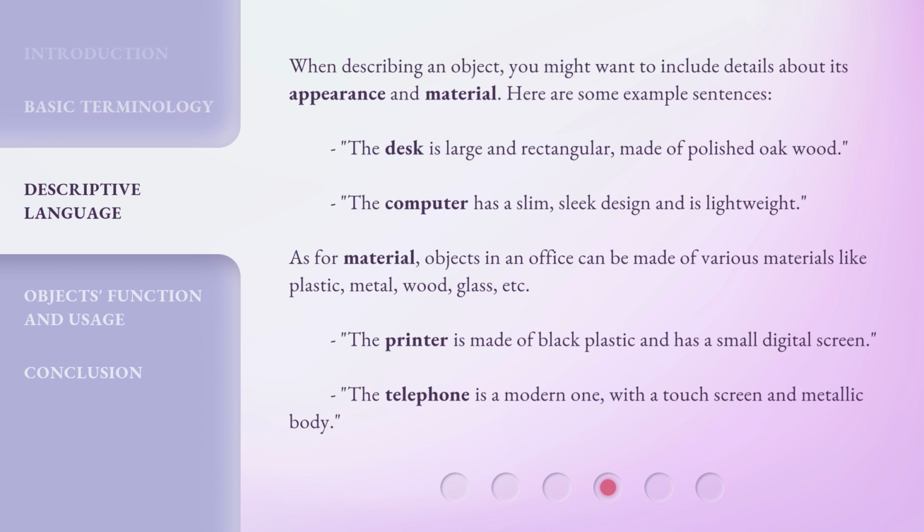As for material, objects in an office can be made of various materials like plastic, metal, wood, glass, etc. The printer is made of black plastic and has a small digital screen. The telephone is a modern one, with a touch screen and metallic body.